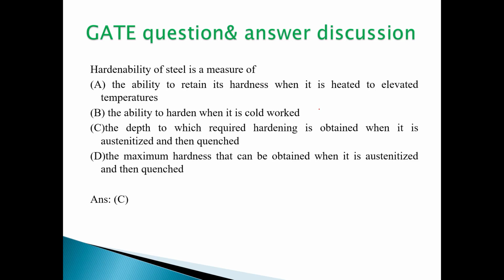Hardenability of steel is a measure of ability to retain its hardness when it is heated to elevated temperatures, ability to harden when it is cold worked, the depth to which required hardening is obtained when it is austenitized and then quenched, the maximum hardness that can be obtained when it is austenitized and then quenched. So answer is C. The depth to which required hardening is obtained when it is austenitized and then quenched.